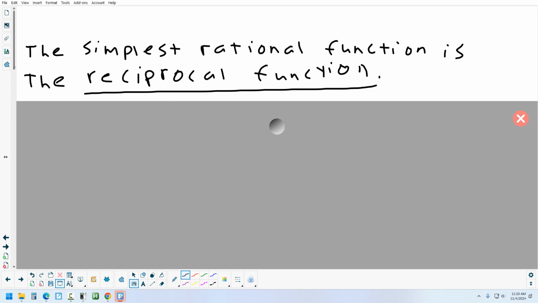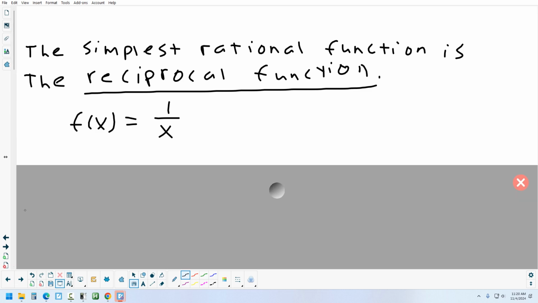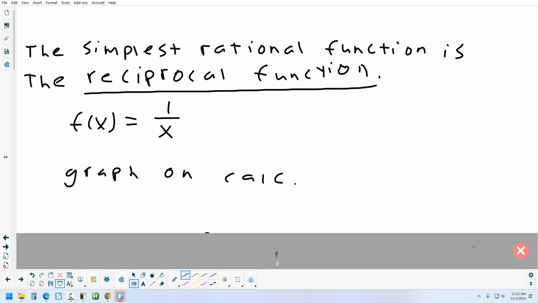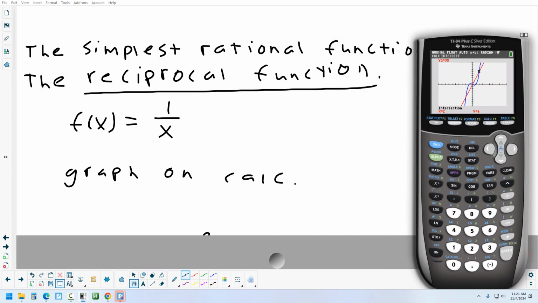So those functions we just looked at are what we call rational functions. They definitely weren't the simplest rational function. That's the simplest rational function. Okay, so the simplest rational function is the function 1 over x. And that is called the reciprocal function. So let's graph that and see what it looks like.